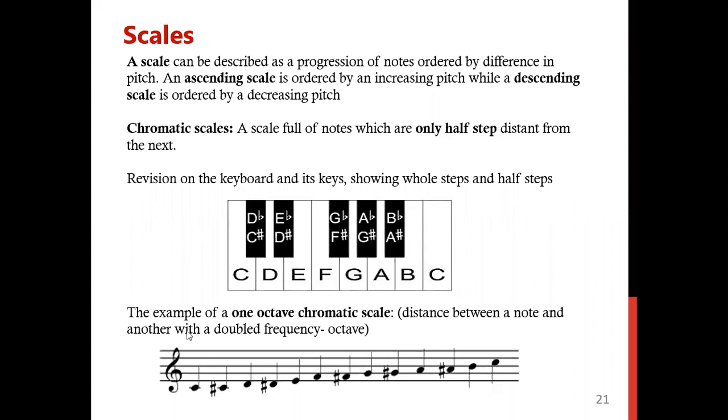All right. So the example of a one octave chromatic scale. Look at the one octave chromatic scale. You remember what an octave is: when you move from a note to another note that is double the frequency of the initial note. Like you started with a tonic, and when you are ending the scale, you are ending on that other note that doubles the frequency of the tonic. All right, so that is an octave.